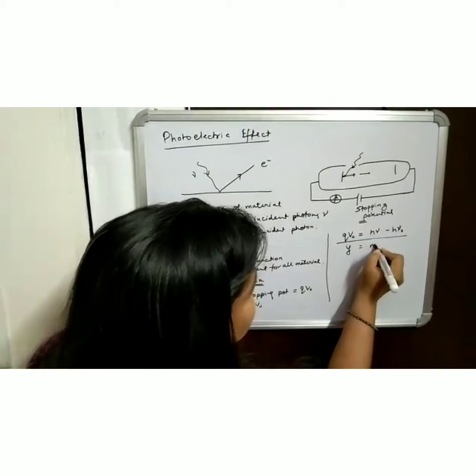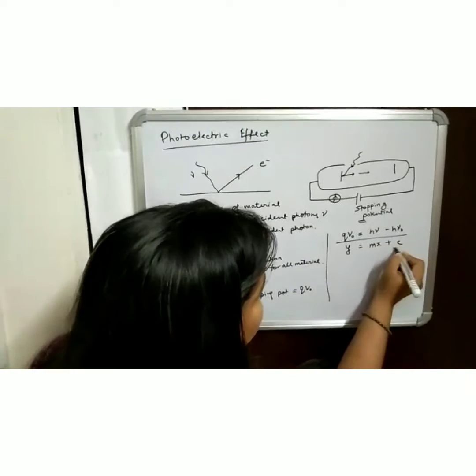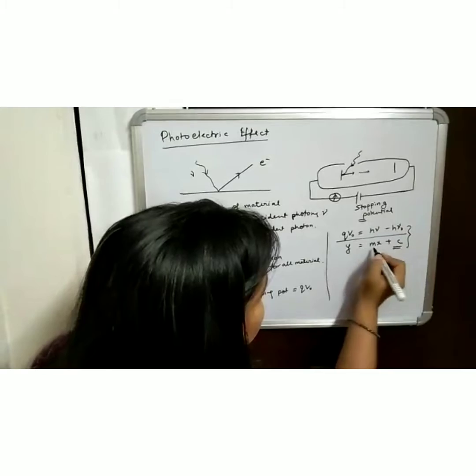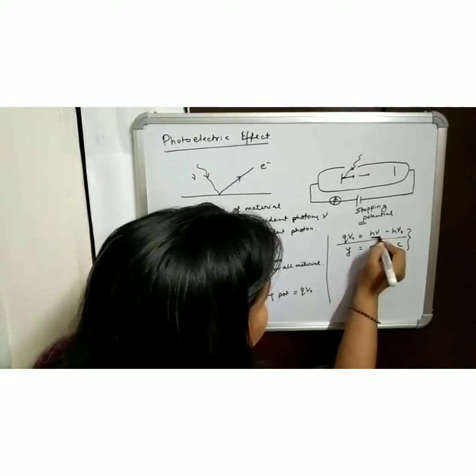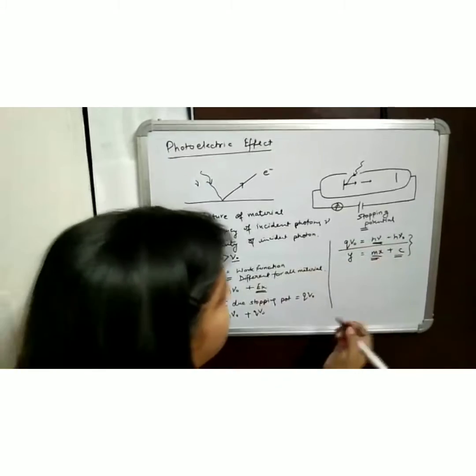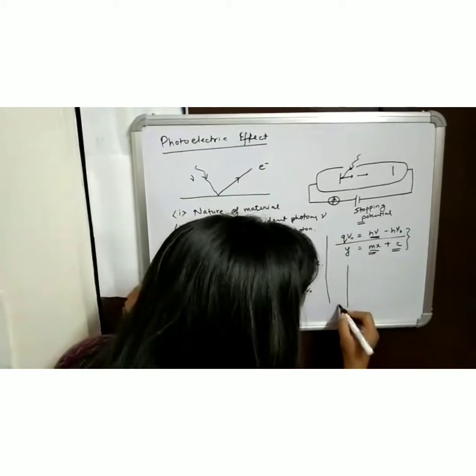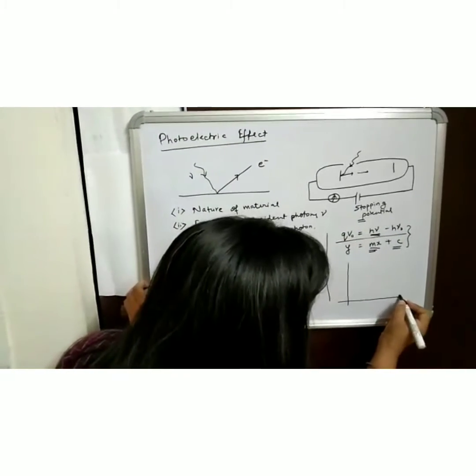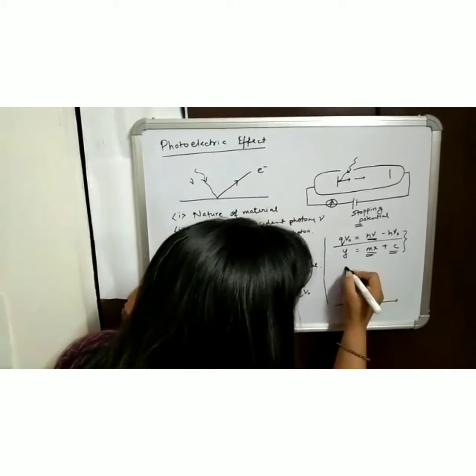Y is equal to mx plus c. Here the intercept is negative. We can find the slope from here: q v naught is equal to h mu minus h mu naught. So the graph will be like this.